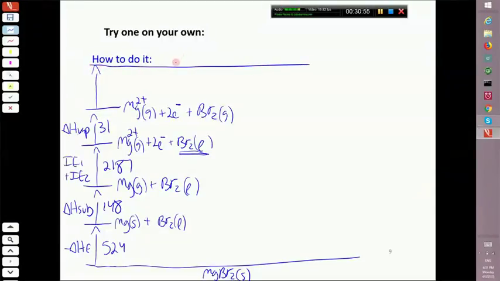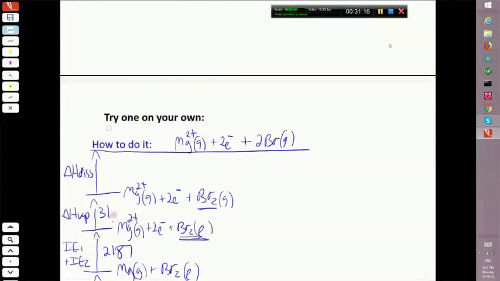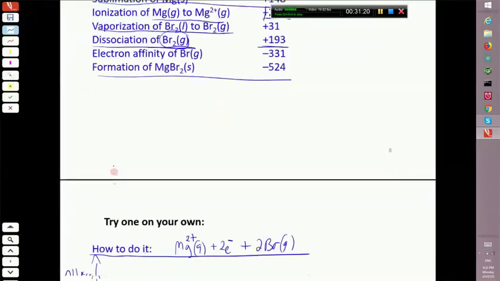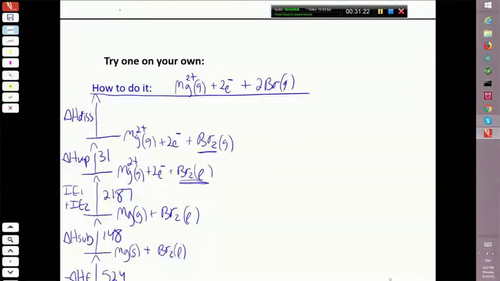So we're going to go up to the top here, our last endothermic step, which is Mg2+ plus 2 electrons, and then we're going to take this Br2 and break it up into 2 bromine atoms. So we've broken the bond between the 2 bromines. This, as we said, is referred to as the dissociation enthalpy, or the bond dissociation enthalpy. And for Br2, it's this number here, 193 kilojoules. So that's the amount of energy required to break the Br-Br bond.